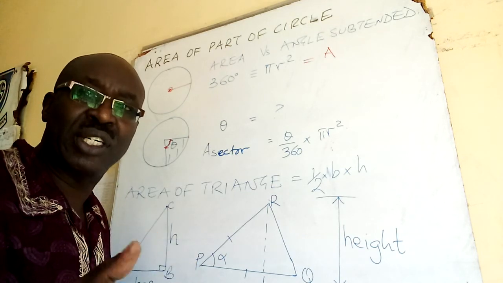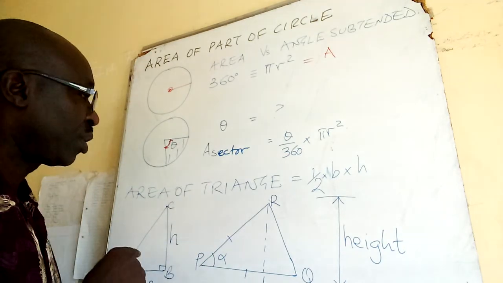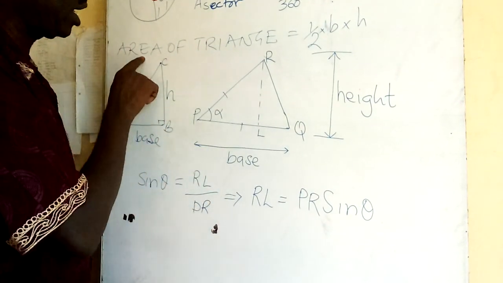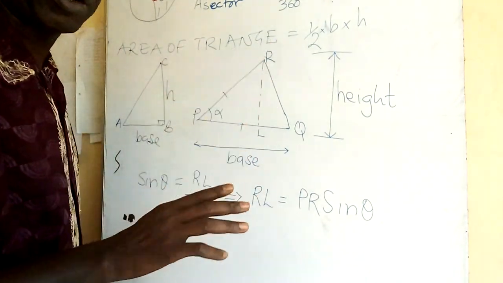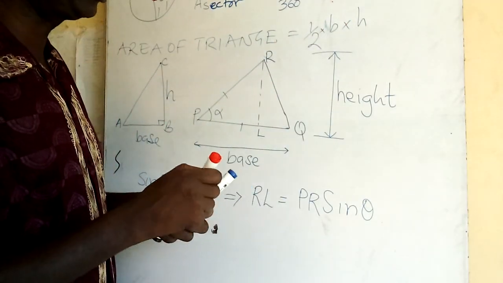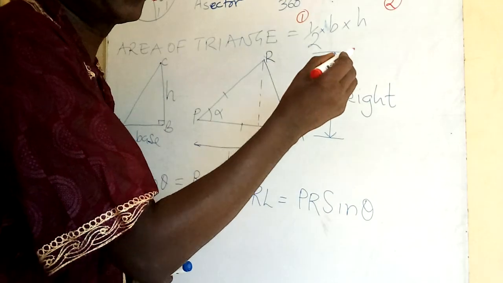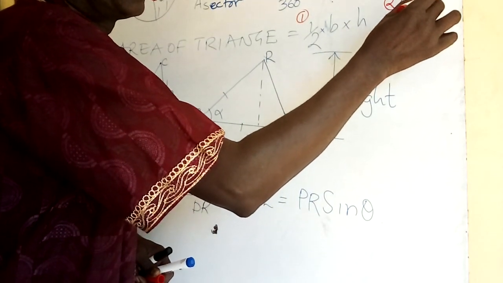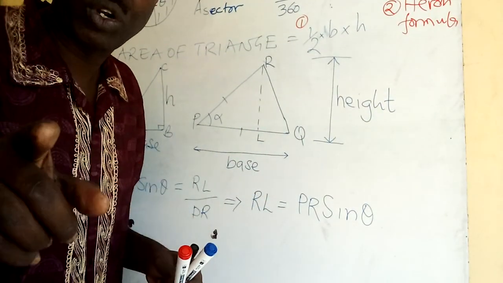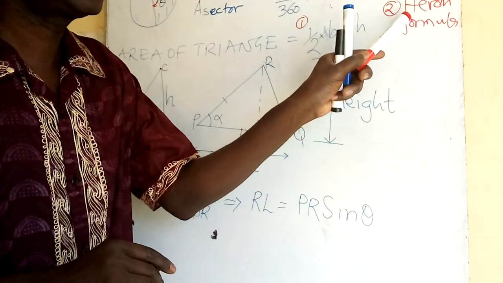That is something small for you to chew. I want us to concentrate down here. Area of triangle. From primary, we know it is a half base times height. So this is what we really know. Then we have number 2, Heron formula. What does it address? If all the 3 sides are known, you use this.